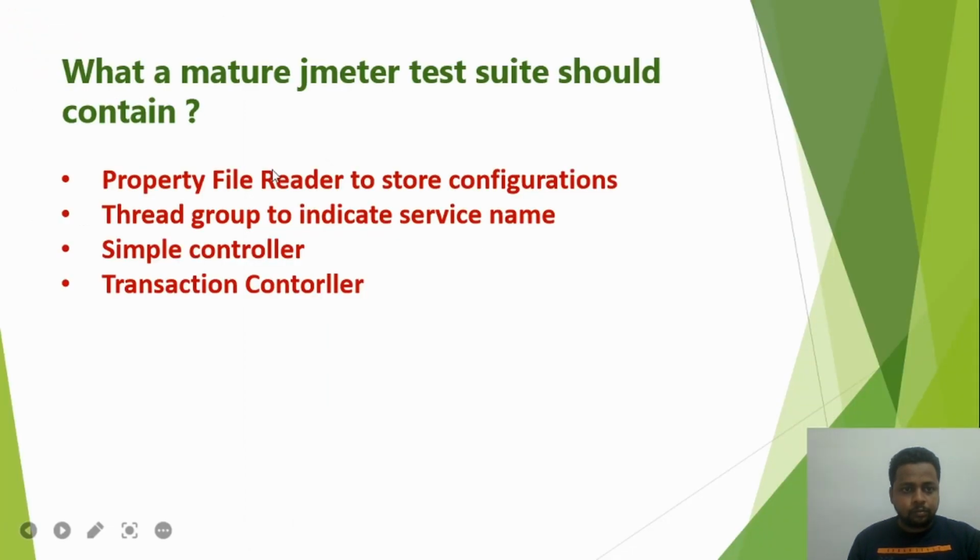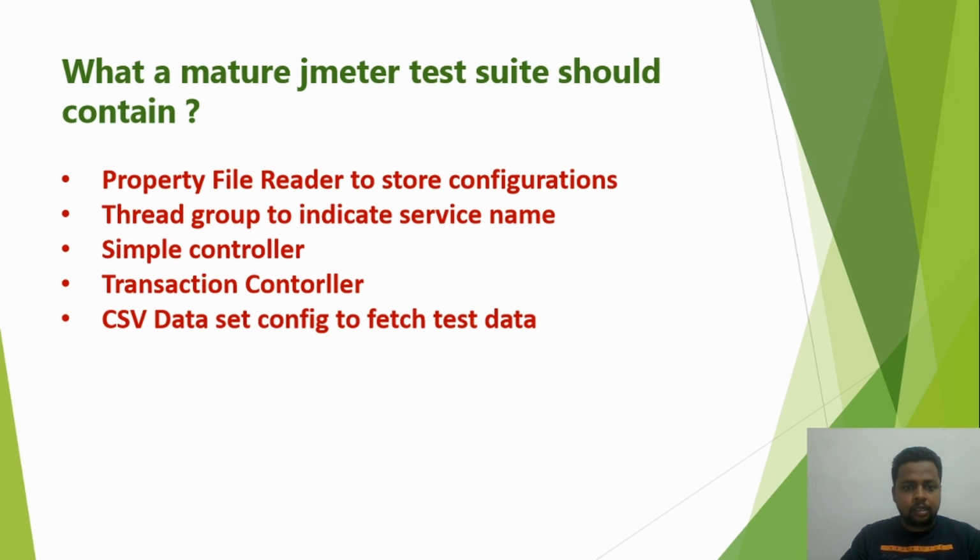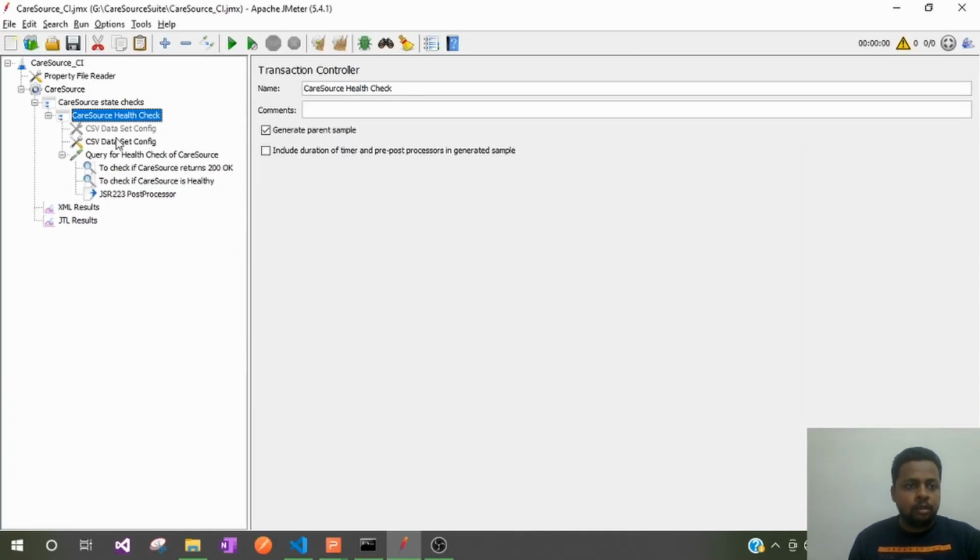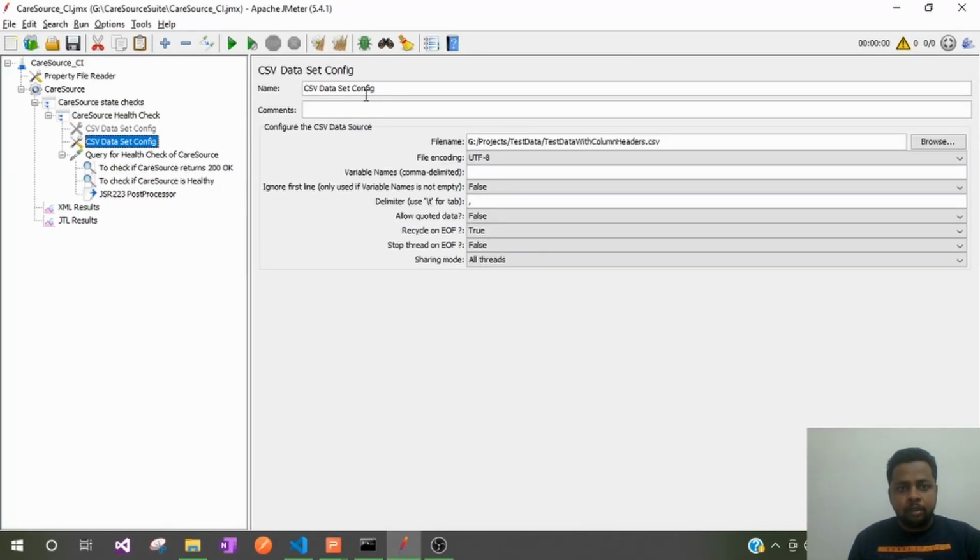Okay, so what is the next thing? We need to have a CSV dataset config to fetch the test data. This is a CSV dataset config, which we use to fetch the test data. Whatever data we provide in the CSV file, we can fetch it to pass it to our test cases. This is where we pass the file name, and these are the other conditions we can set to pass the CSV file, that is the test data file.